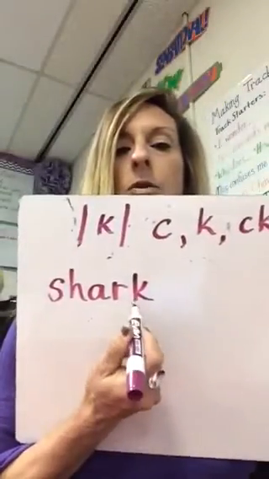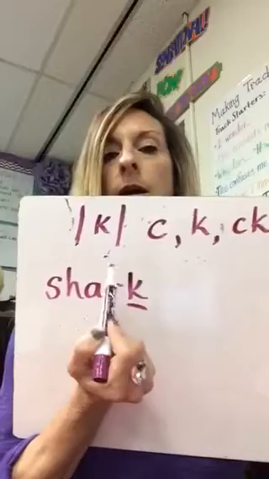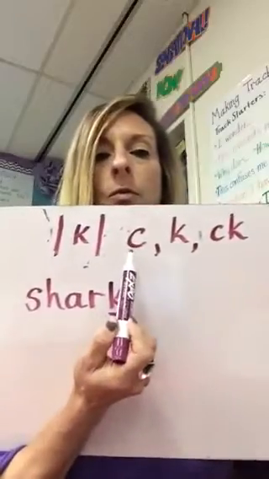Think about what two letters go sh, S-H, and then R, A-R, and then what goes on the end of shark? Okay? If you said a K, you're correct. So in shark, the K makes the k sound. Okay, every word's either going to have a C, a K, or a CK. Okay, the next word, I'm going to erase.